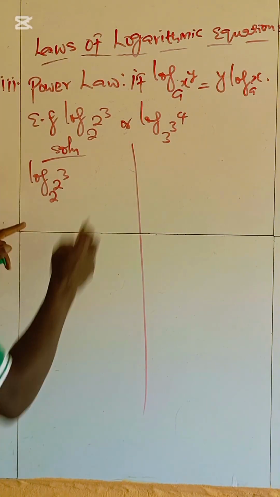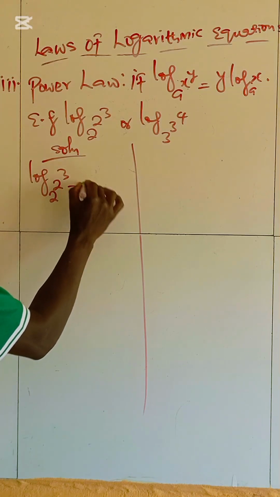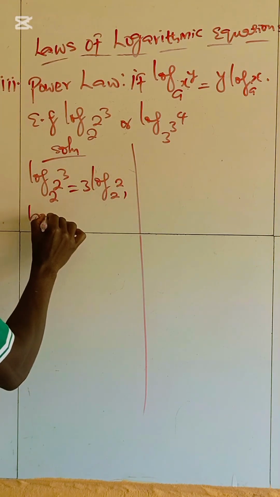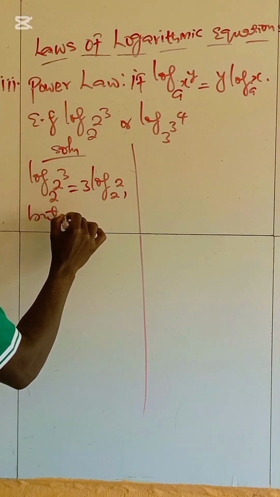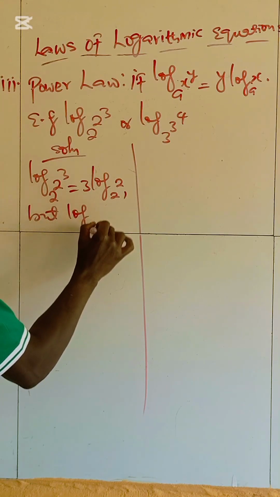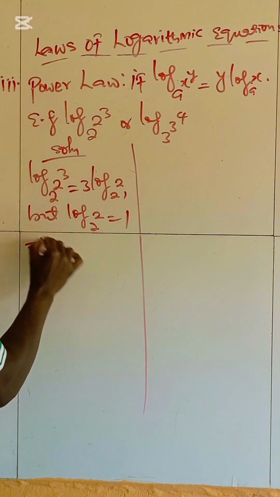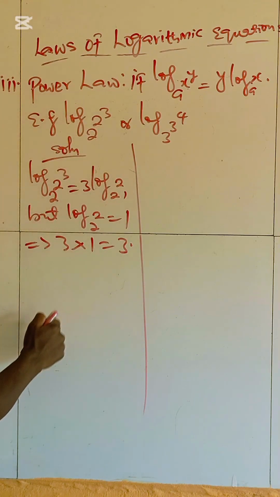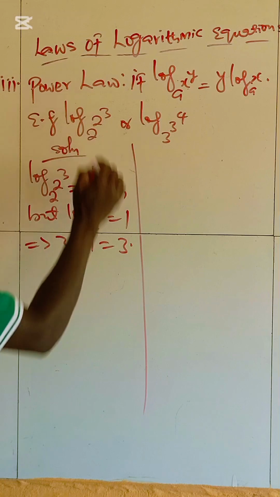Now, if we can establish this, it will now become 3 log to base 2 of 2. But log to base 2 of 2 is equal to 1. So that means you're going to have 3 times 1, which is equal to 3.